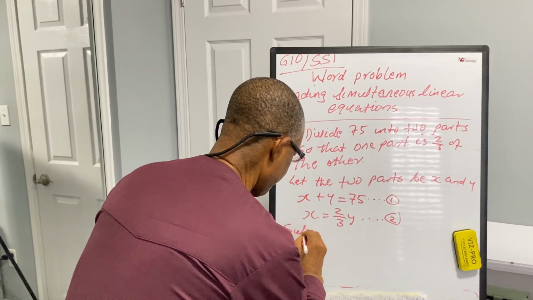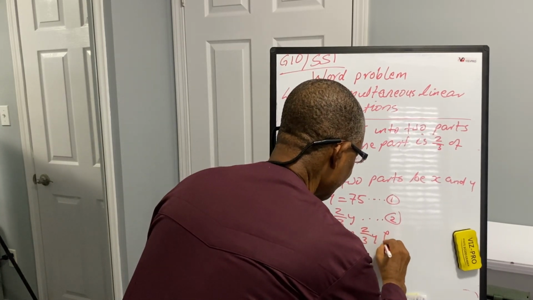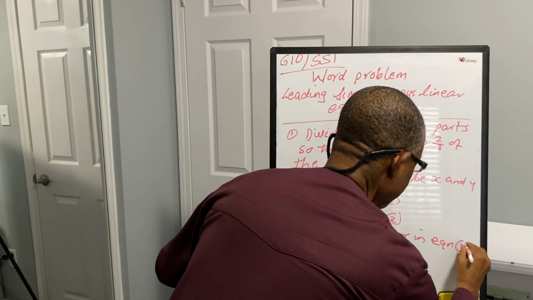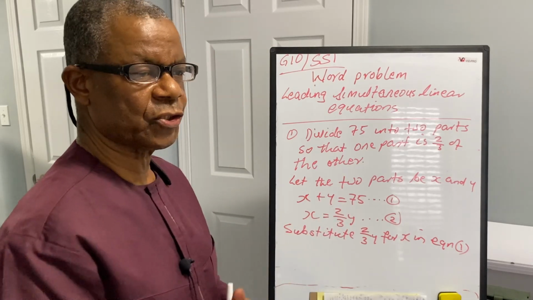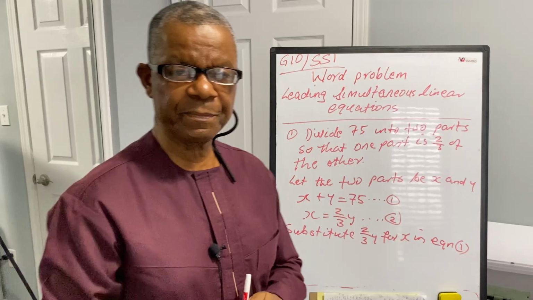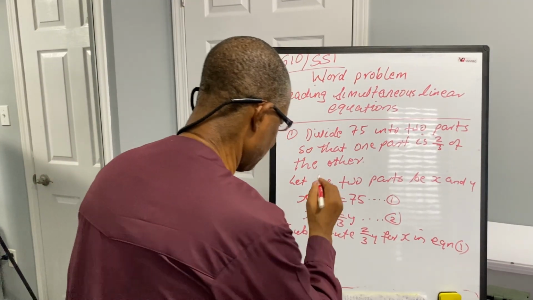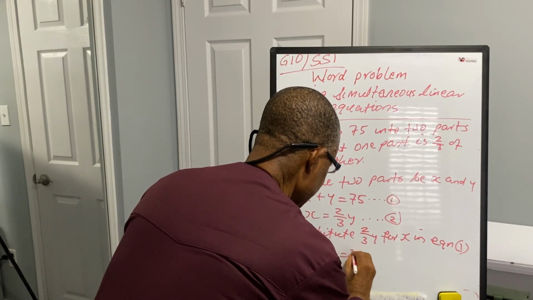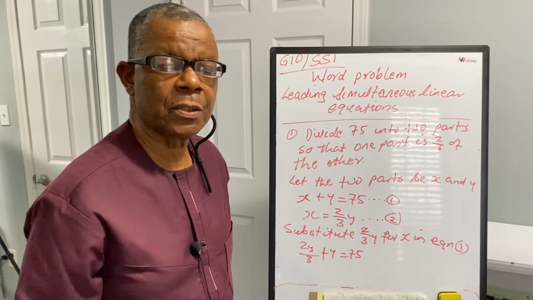We now substitute 2 over 3y for x in equation 1. Remember, we derived this from equation 2. We shouldn't substitute this in the same equation 2. Since this is derived from equation 2, we substitute in equation 1. In equation 1, anywhere we see x, instead of writing x, we write 2 over 3y. And so we now have 2y over 3 plus y equals to 75.